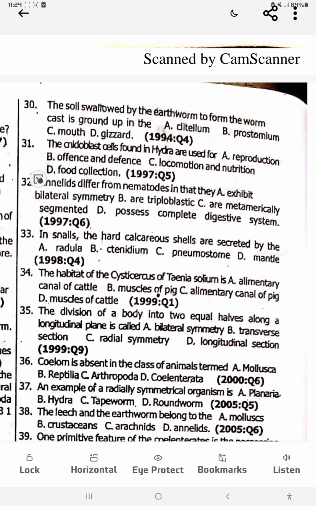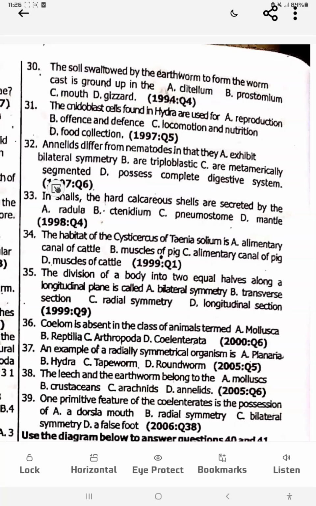Offense and defense. Annelid. Remember we said annelids are metamerically segmented. Next one, 32: annelids differ from nematodes in that they are metamerically segmented. Annelids are metamerically segmented, nematodes are not. 32 is option C.